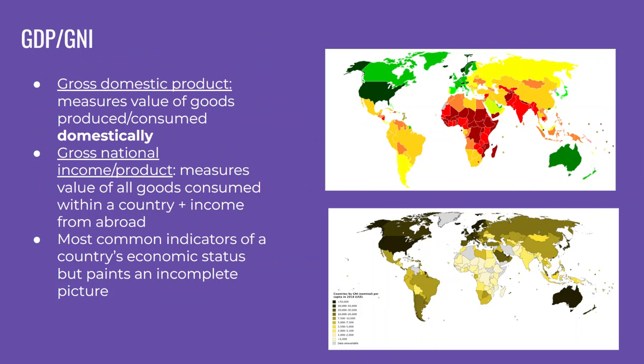Gross domestic product measures the value of goods produced or consumed domestically, aka within the country's borders. The gross national income or product measures the value of all goods consumed within a country plus the income from abroad. So, this is important for things like remittances, as we talked about in the last presentation. The GDP map is the one on the top right here, and the GNI map is on the bottom right.